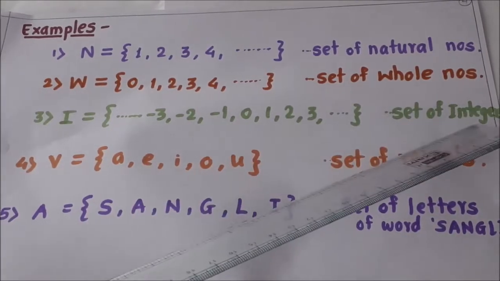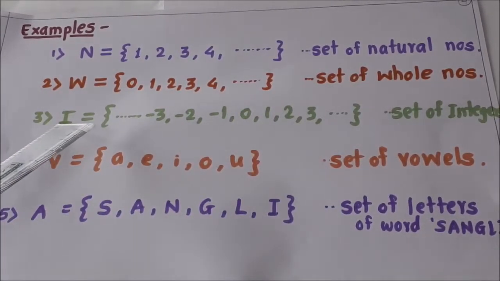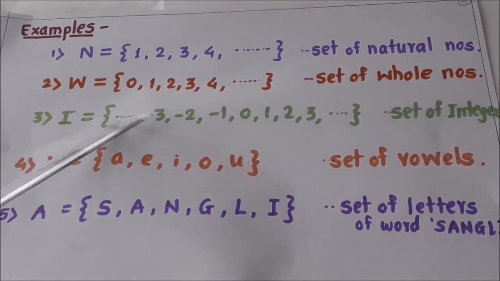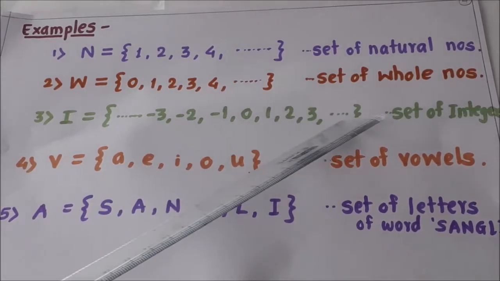Number 3, the set of integers. I used the letter I equals. Now, integers contain all the negative numbers, 0 and all the positive numbers.